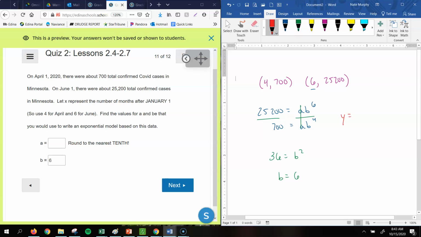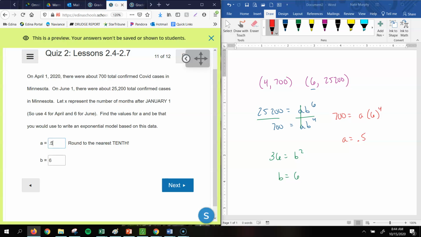Based on this data, what would the starting amount be? Again, our equation would be y equals A times B to the x power. We're going to use one of these coordinates. It doesn't matter which one. I'm going to use 700 equals A times B, which is 6, to the x power, which would be 4. So 6 to the 4th, that's going to be a big number, but it doesn't matter. If I divide both sides by 6 to the 4th power and round to the nearest tenth, we get a value of A, which should be 0.5.